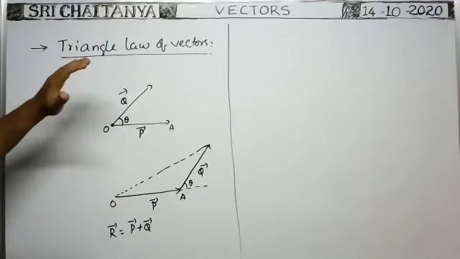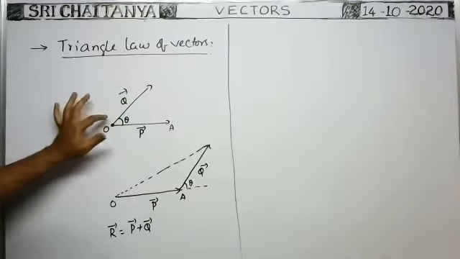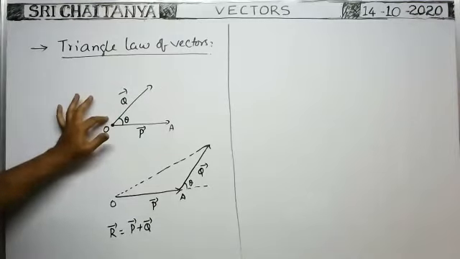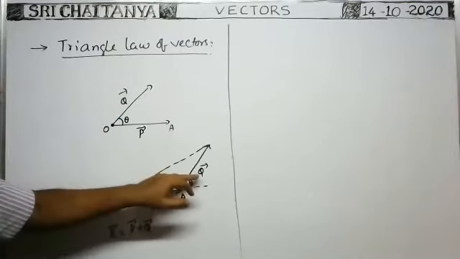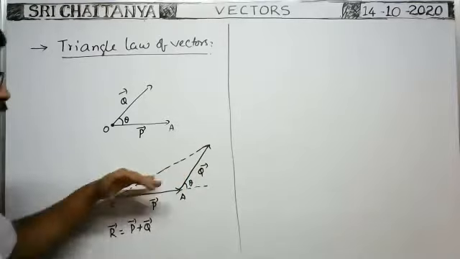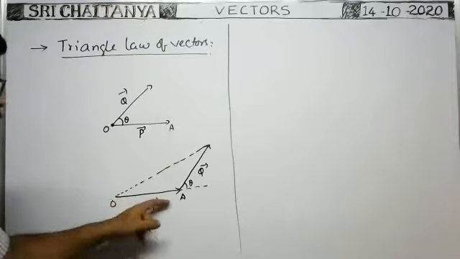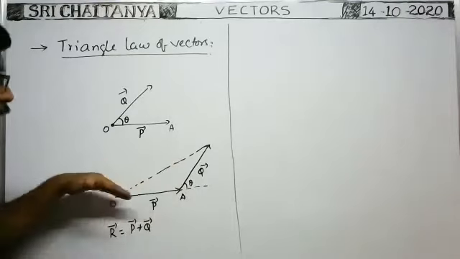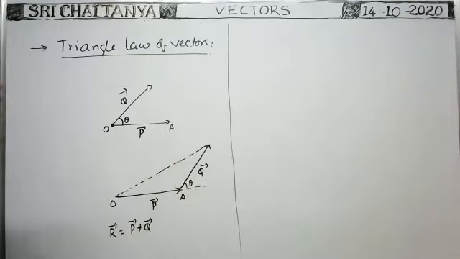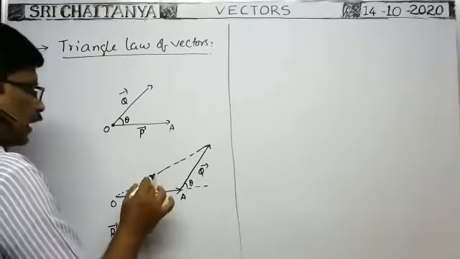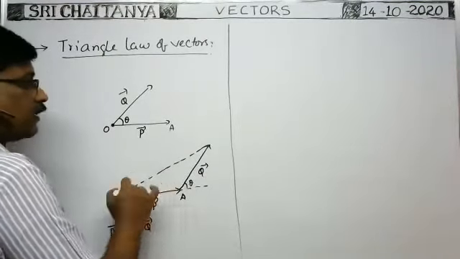Now, in order to find the resultant of any two vectors acting on a particle simultaneously, we have to take the two vectors p bar and q bar as the adjacent sides of a triangle taken in order, not drawn from the same point. These two vectors are taken as the adjacent sides of a triangle. Then the closing side, the third side of the triangle, is taken in reverse order.